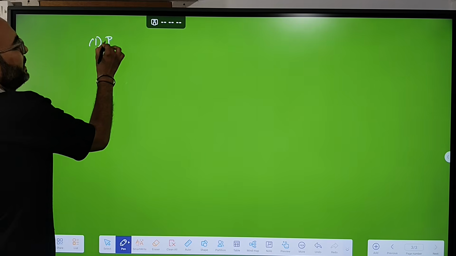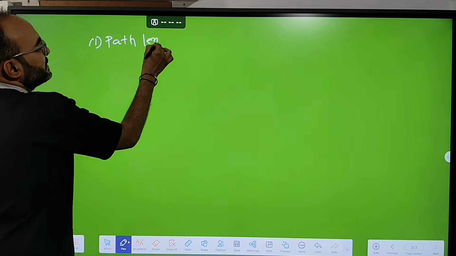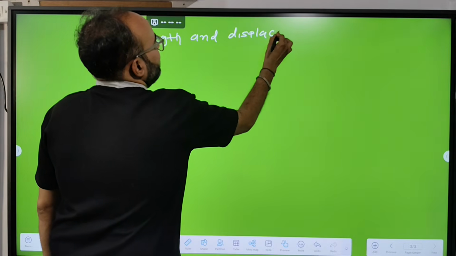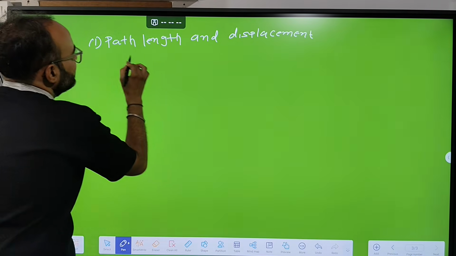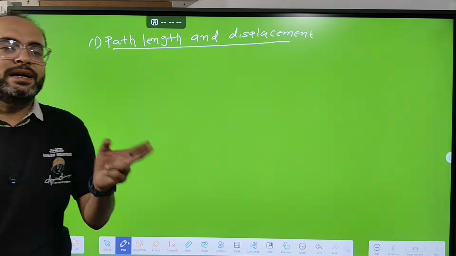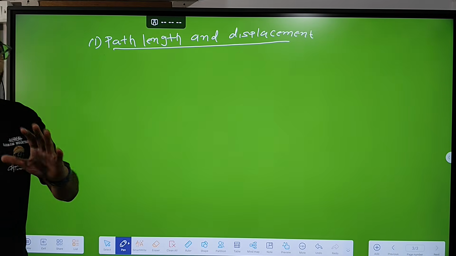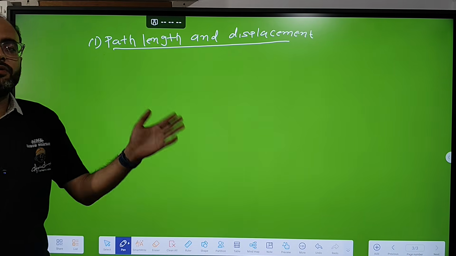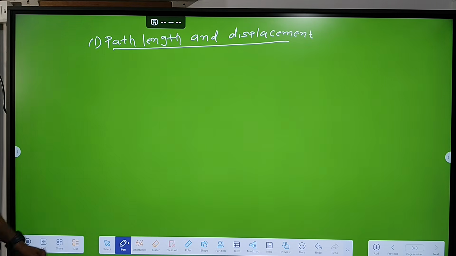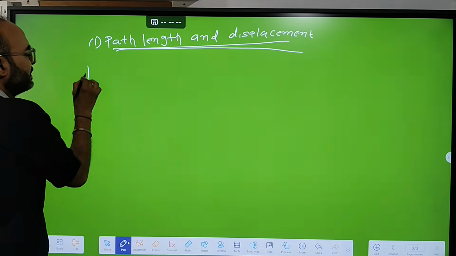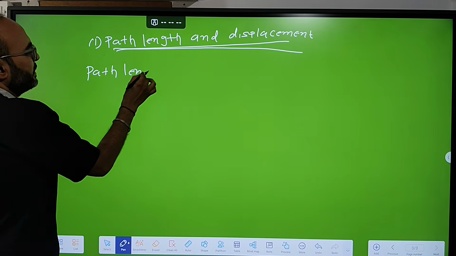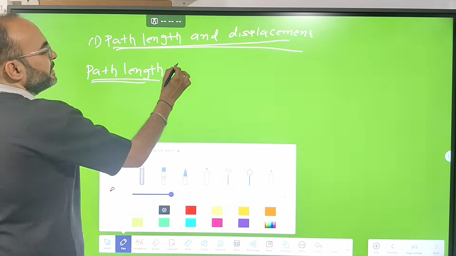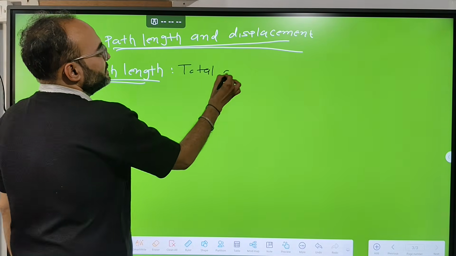So first we discuss path length and displacement. After that we discuss average speed and average velocity. So now we discuss path length and displacement. And with the topic, in class we will take questions of JEE, NEET, JEE Advanced, all sets. Okay, so path length. Now what is the meaning of path length?